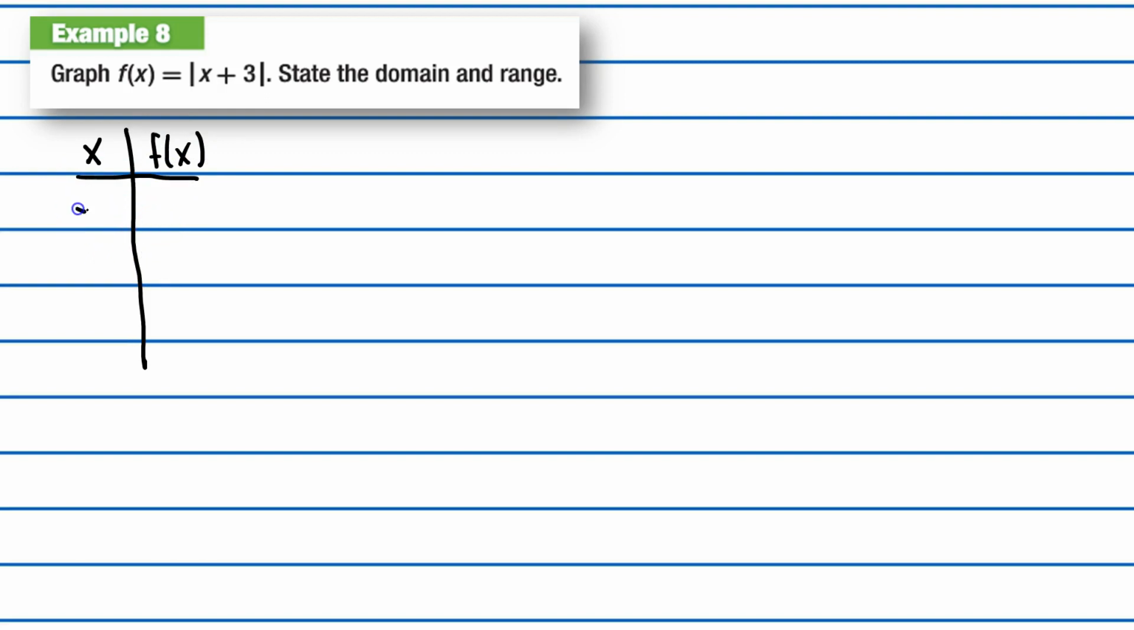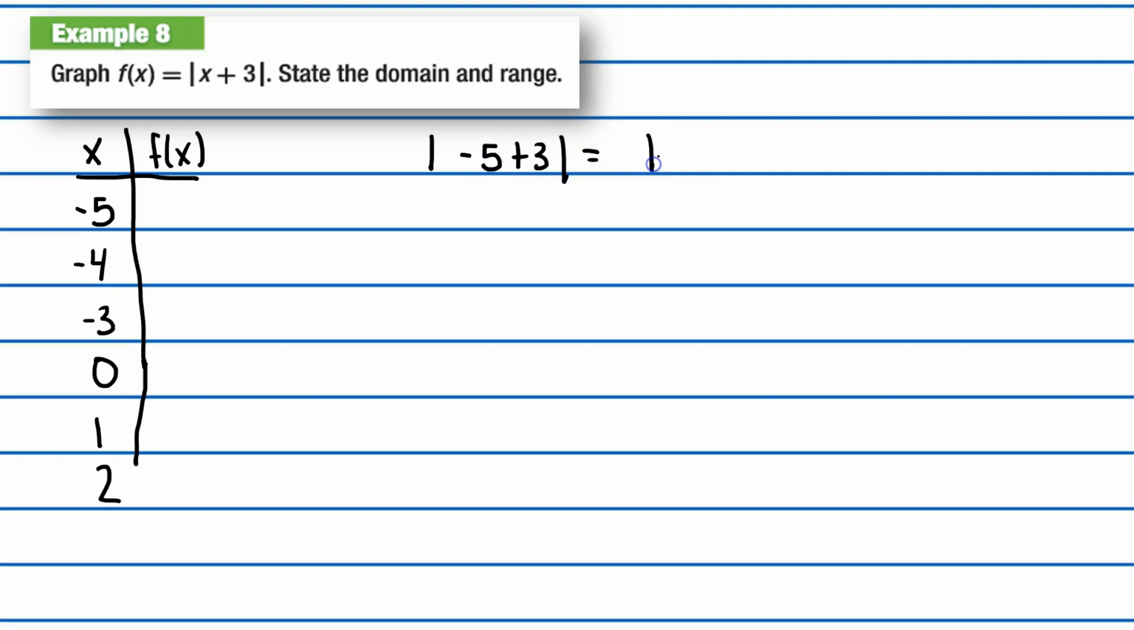Let's choose a couple points, -5, -4, -3, let's just say 0, 1, and let's have some positives in there as well. So let's go ahead and plug it in for each of our numbers. So we have the absolute value of -5 plus 3.